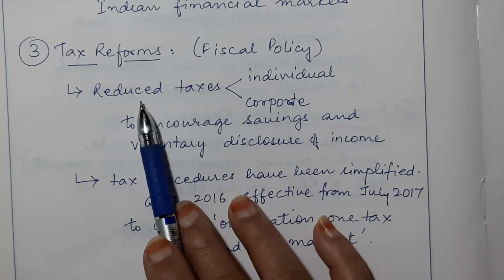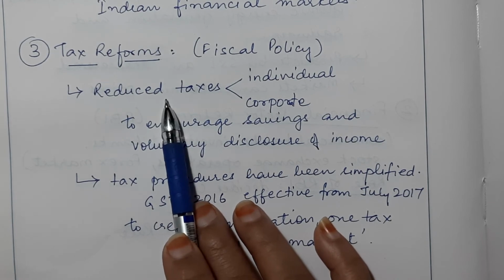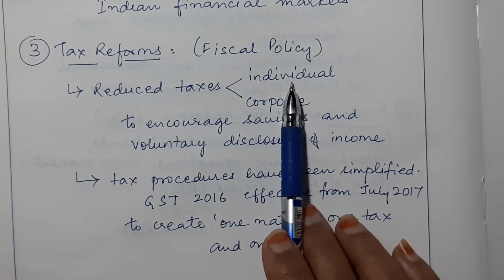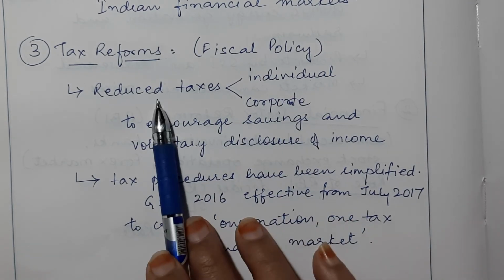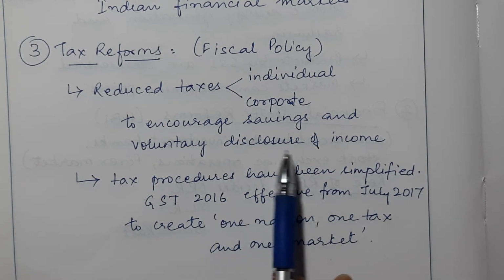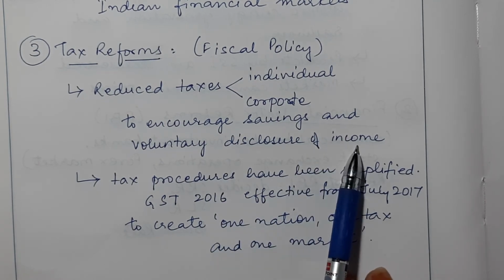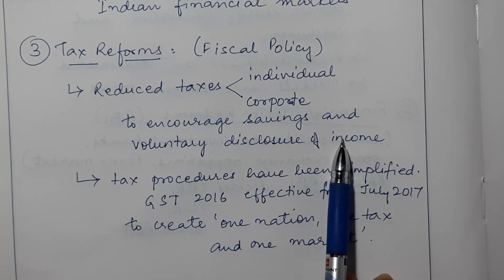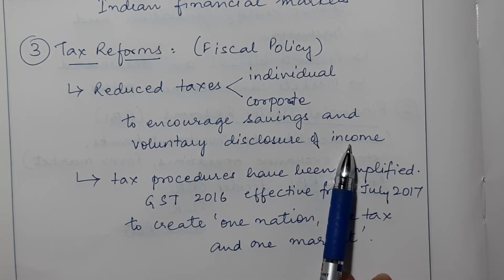Now, the direct taxes, that is, those paid by individuals, that is income tax, and the corporate tax were reduced. This was only to encourage savings and voluntary disclosure of income. If the taxes are high, people generally evade taxation. So these taxes were reduced to encourage voluntary disclosure of income.